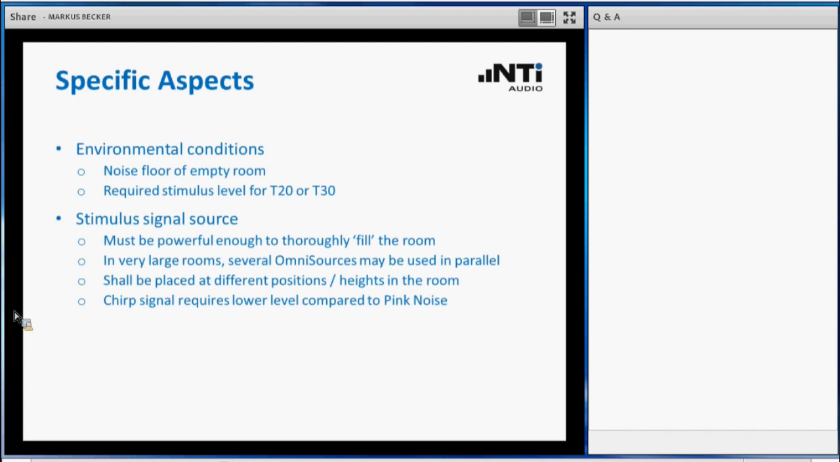And another hint, when you use the chirp signal, the glide sweep signal, then you have the advantage that the sound level may be a little bit lower than if we would do the same test with a pink noise signal. That is an advantage of the chirp signal.